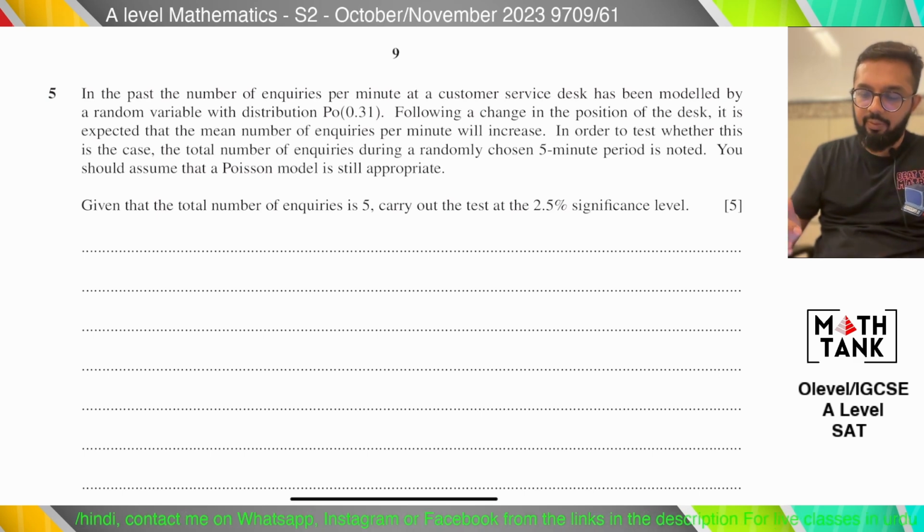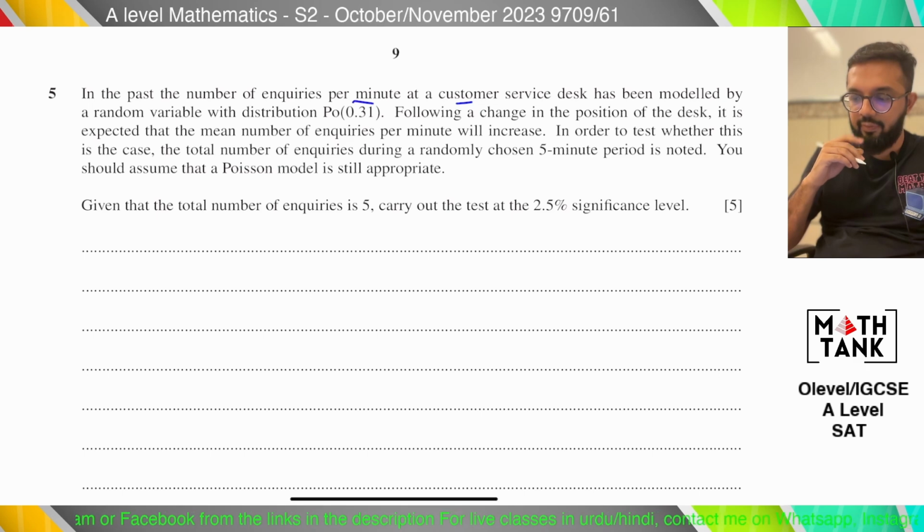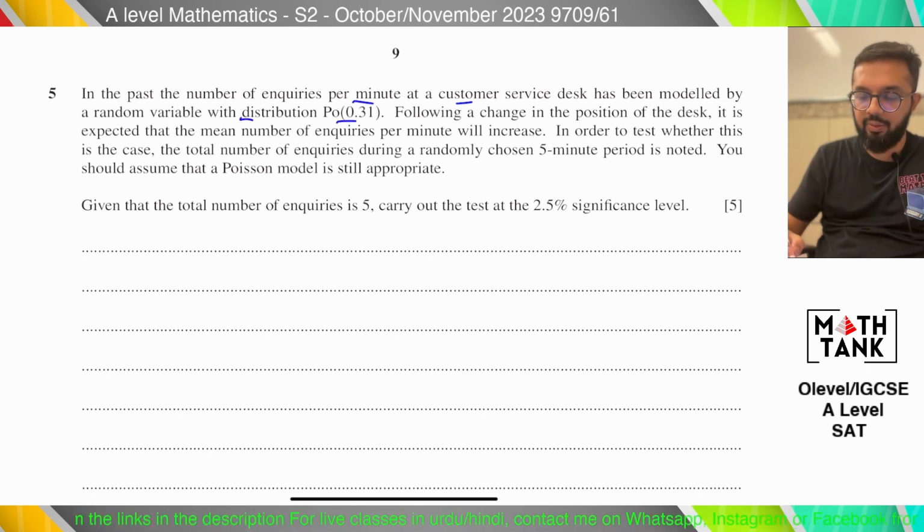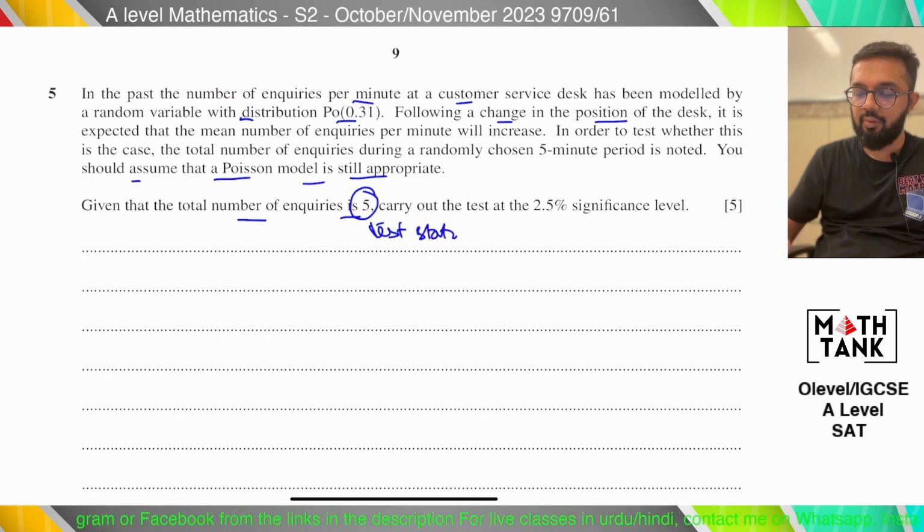In the past, the number of inquiries per minute at a customer service desk has been modeled by a random variable with a Poisson distribution. Following a change in the position of the desk, it is expected that the mean number of inquiries per minute will increase. In order to test whether this is the case, the total number of inquiries during a randomly chosen 5-minute period is noted. You should assume that the Poisson distribution is still appropriate, given that the total number of inquiries is 5, so that's the test statistic. Carry out the test at the 2.5% significance level.